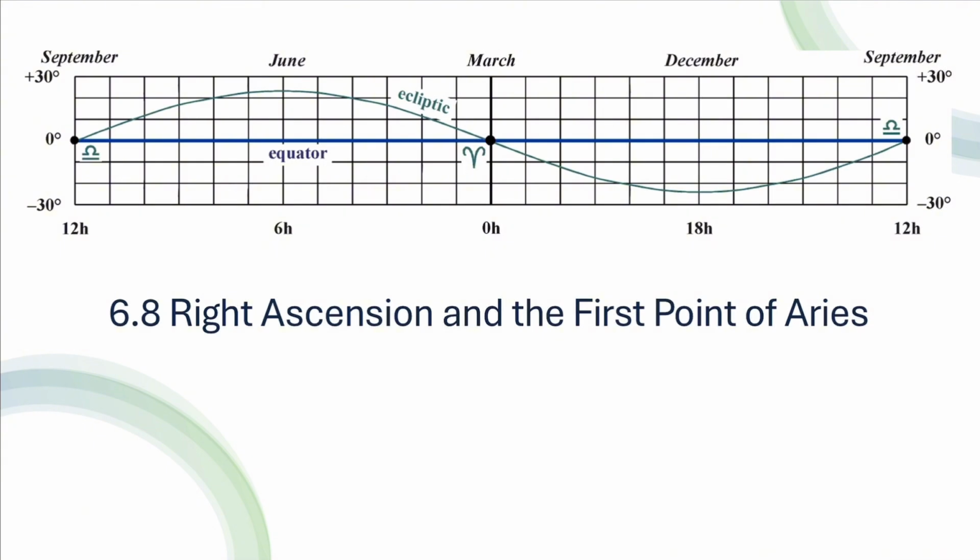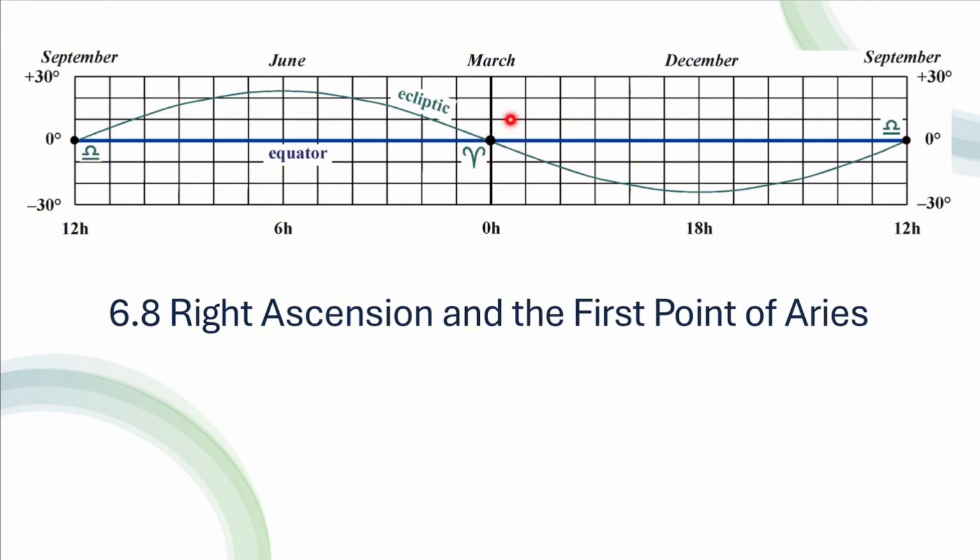Now, you also have to know about right ascension. So right ascension is the measure of how far left or right you are on the celestial sphere, and this is measured in hours and minutes and seconds, and this is measured from a point called the first point of Aries, which basically is where the ecliptic and the celestial equator cross over on the vernal equinox, which we talked about in previous videos.